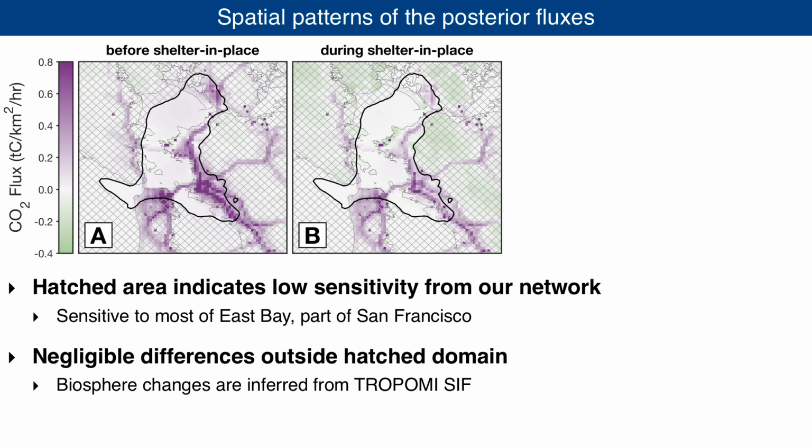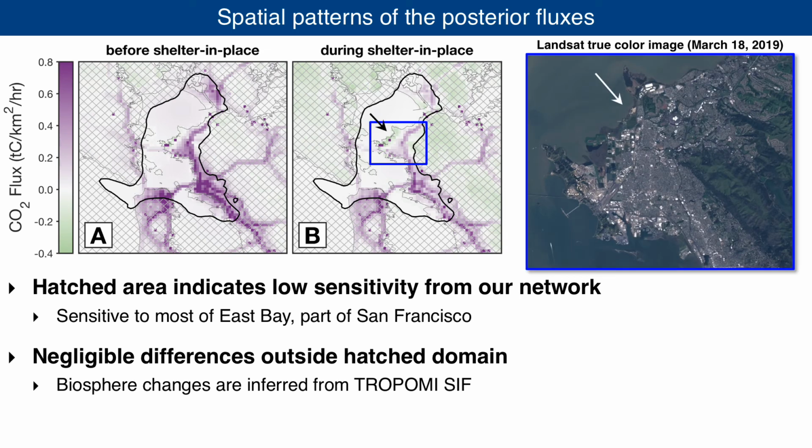We do see changes in the biosphere from the hatched areas, and those changes are actually constrained by satellite measurements of SIF from TROPOMI. Most of our measurements are weakly sensitive to the biosphere, with the exception of the north shore of Richmond that I've pointed out with the arrow, where we do see a dominant biosphere signal in the urban area.